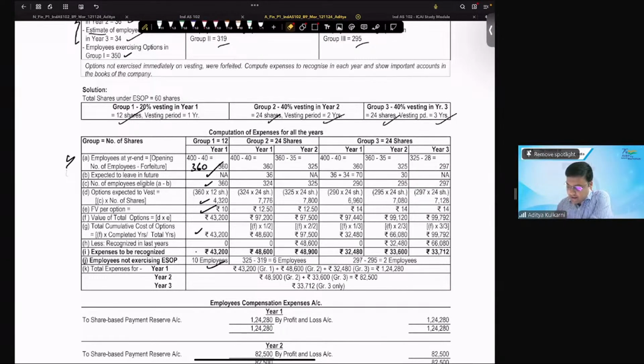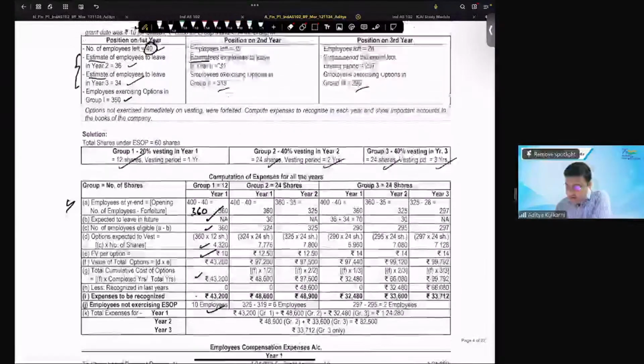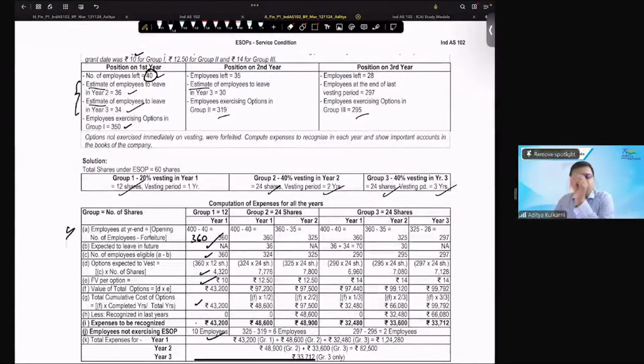Now we come to group 2. Who will be there in group 2? Employees who will complete the vesting period for 2 years. That means you tell me one thing. Is year 1 data relevant for group 2?